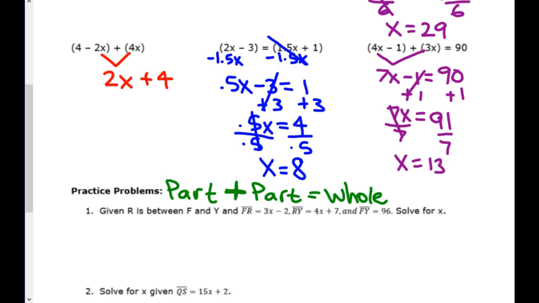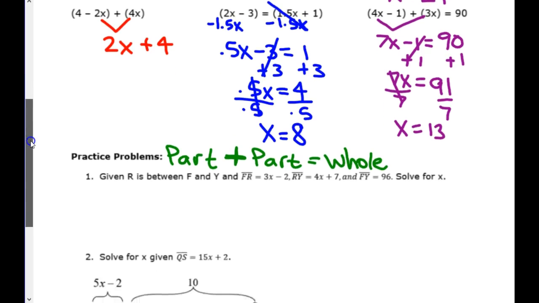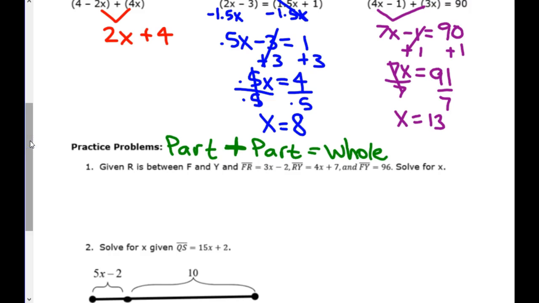So that's just an idea that I'm going to show you what it means on number 1 and 2 down here. So just remember, anytime we have parts and we have a whole, that's the equation. Part plus part equals whole. Okay? So number 1, first of all, no picture. Now, if you like pictures, this is a bummer, but you can draw your own picture. So number 1, given R is between F and Y. So that means I have a segment FY, and R is going to be somewhere between.